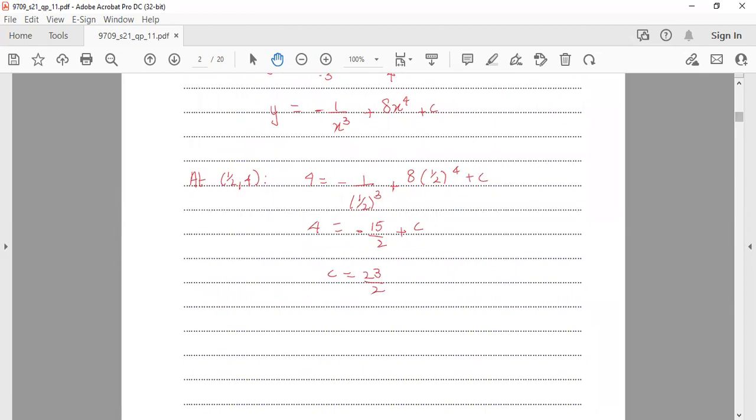Donc, la réponse finale est comme ça. Therefore, the equation of the curve is y is equal to minus 1 upon x to the power of 3 plus 8x to the power of 4 plus 23 over 2. Yes. And this is the answer for the first question.